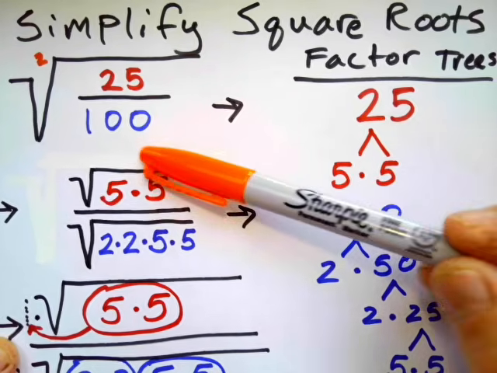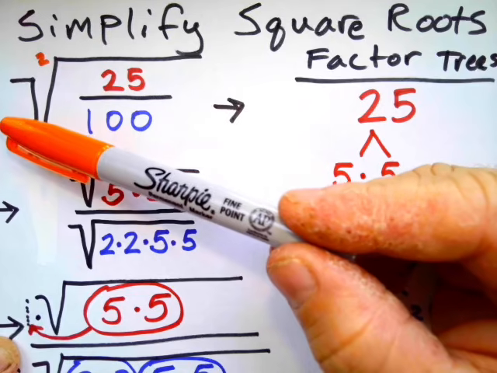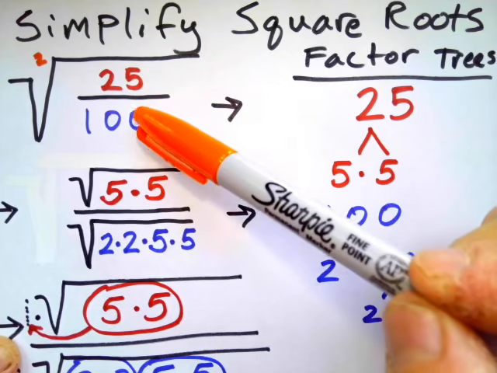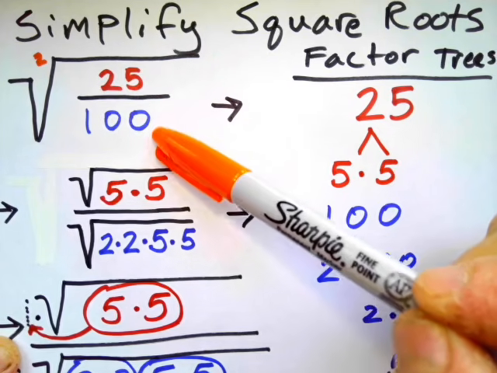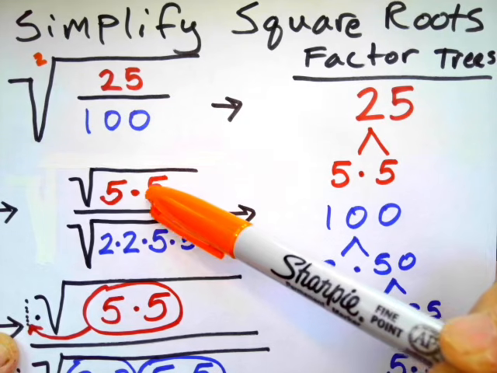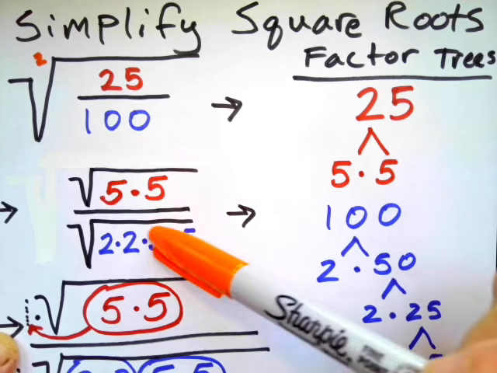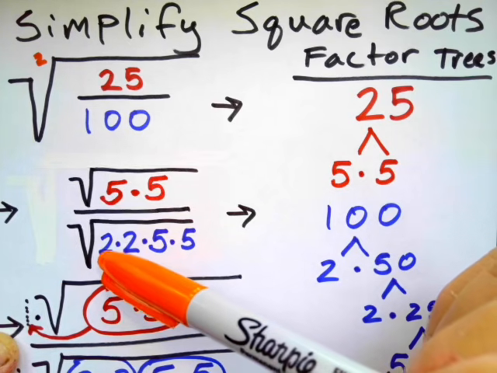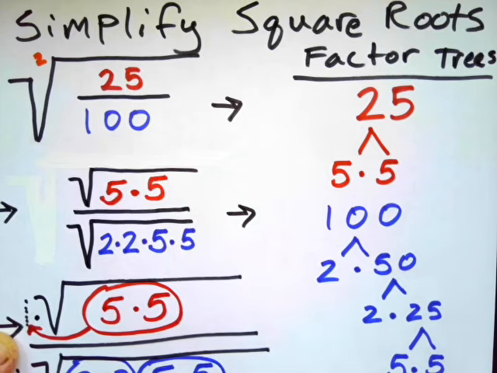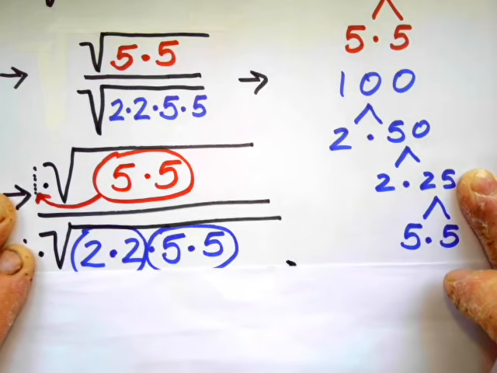What I'd also like to show you is that, because this is a fraction, the quotient rule says you can take this radical and place it over the numerator, the top part of the fraction, and also the bottom part of the fraction, which is what I've done here. I took the square root of 25 on the top and simplified it to its factors, 5 times 5. I took the square root of 100, placed it on the bottom as the denominator, and put in its factors, 2 times 2 times 5 times 5. Absolutely you can do that when you have a fraction inside the square root.